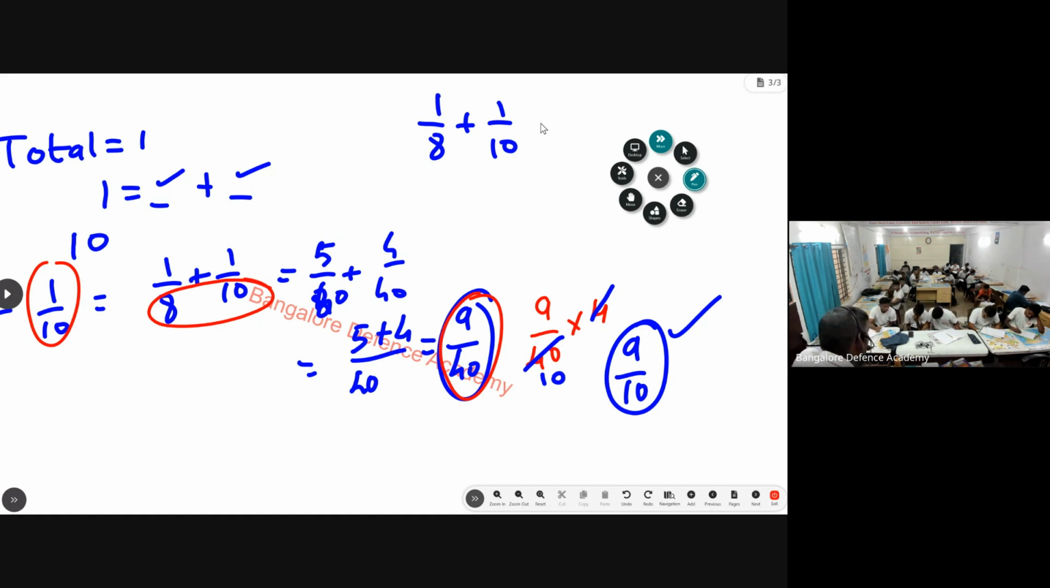Shall we move ahead? Next question. Pipe A and B can fill the tank in 16 hours and 24 hours.